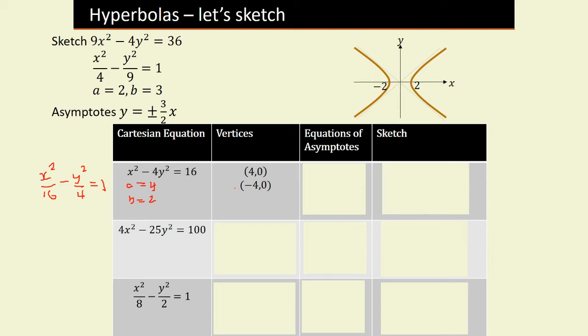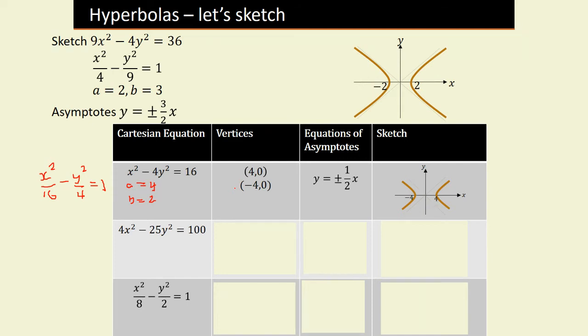The equations of the asymptotes, so remember that's plus or minus b over a. So 2 over 4 is going to give us a half, so it's going to be plus or minus half x. And then I'll sketch with those two vertices marked on and the asymptotes sketched in. Something like that, perfectly good.